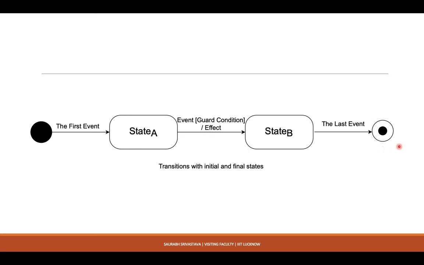So basically the final state symbol is two concentric circles with the inner one being the filled circle, the outer one being the hollow circle. And then what I'm showing here is that this is the first event and this is the last event. So the last event could be the destructor being called or whatever it is. The first event could be the constructor being called or something like that, whatever you want. These are not necessary, by the way. It's not necessary that you show initial and final state in the state diagram, but sometimes you might require them, if you want to show a complete end-to-end life cycle of your object. So in that case you can use these two symbols. Okay, thank you.